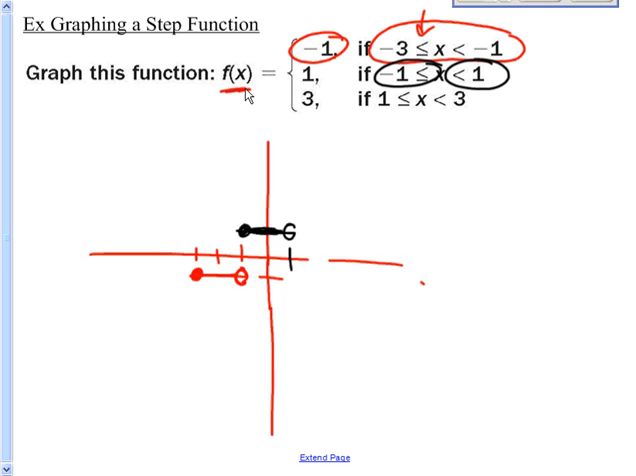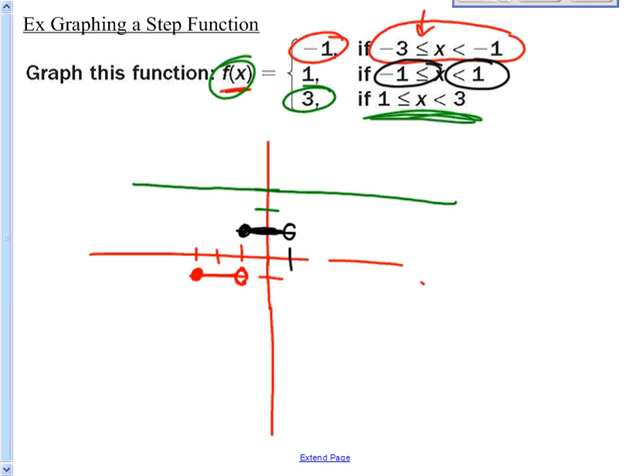Okay, last one, y equals 3. But I'm only defined between less than 3 and greater than or equal to 1. So y equals 3 looks like this. There's our y equals 3. We are less than 3, greater than or equal to 1. Okay? Erase the rest of this thing. Okay, there's our step function. It's called a step function. It's a type of piecewise defined function.